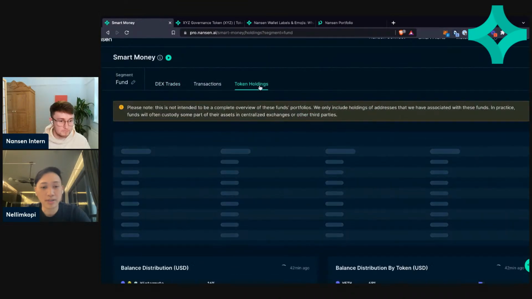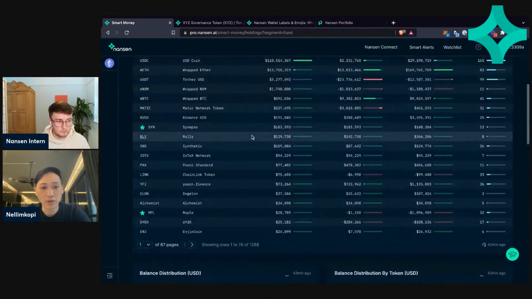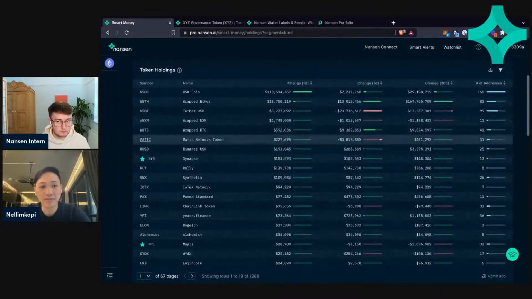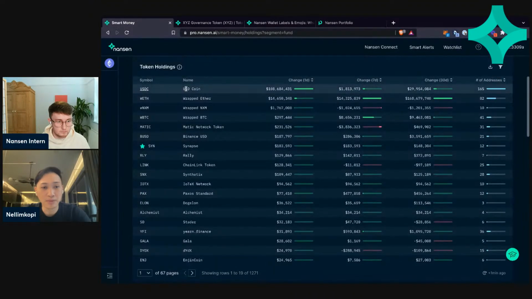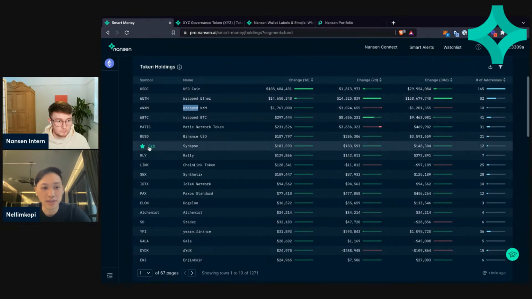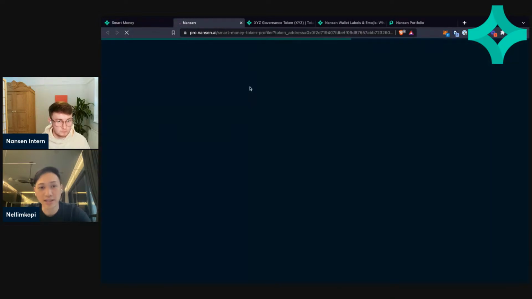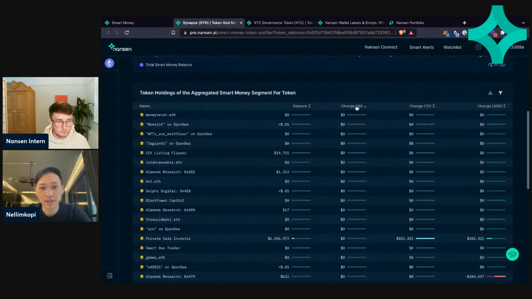The other way to identify opportunities is really through token holdings, right? So token holdings is a very straightforward way to show you which tokens were being received by funds, right? Because I've selected this segment as fund, right? And you can see a lot of them have received USDC, Rep Ether, you have Rep NXM. So a lot of stable assets, right? But you also have Synapse here, right? And you can drill in deeper to see where they received the token from and who they are specifically, right? So I can look into this particular token and look at who is the smart money that received it.